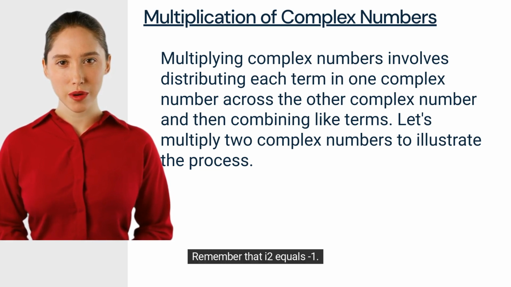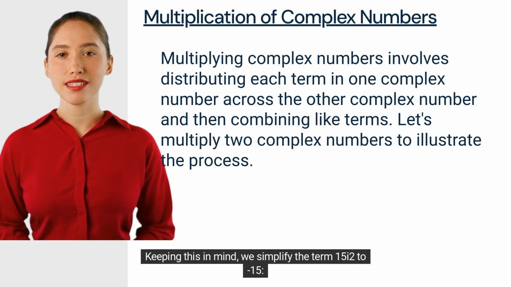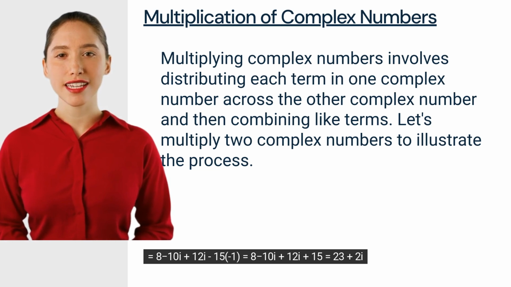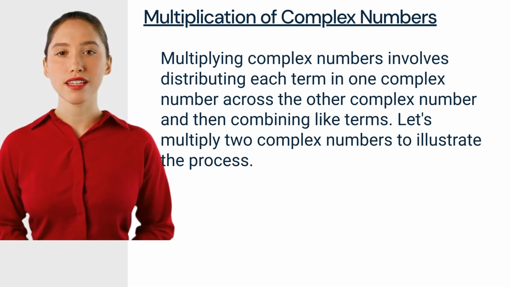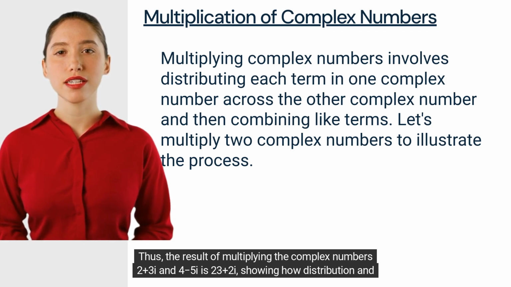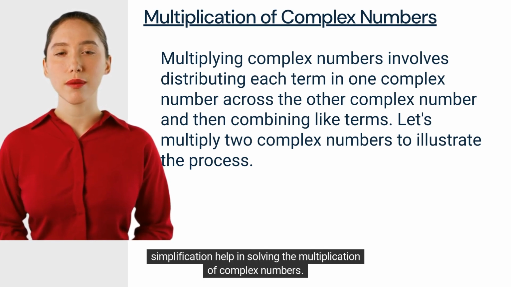Remember that i² equals -1. Keeping this in mind, we simplify the term -15i² to +15. That gives 8 - 10i + 12i + 15 = 23 + 2i. Thus, the result of multiplying the complex numbers 2 + 3i and 4 - 5i is 23 + 2i, showing how distribution and simplification help in solving the multiplication of complex numbers.